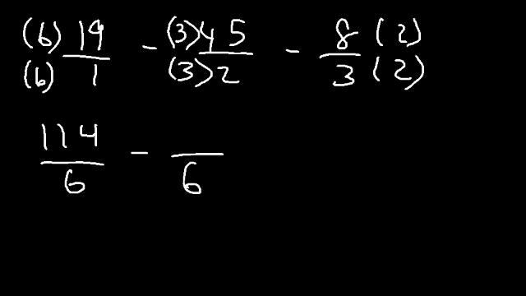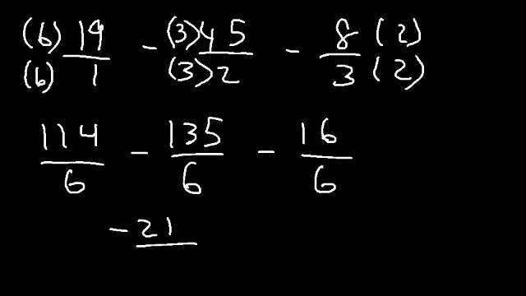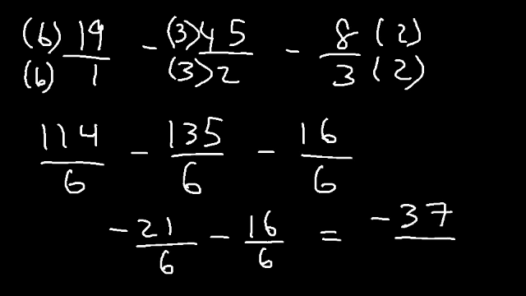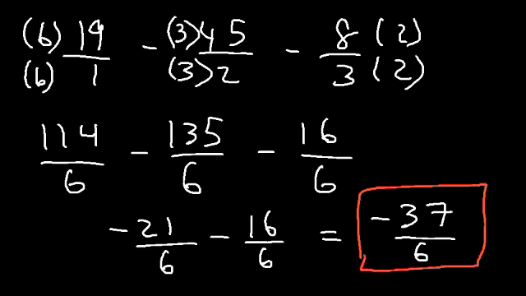3 times 40 is 120. 3 times 5 is 15. If you add the 2, you get 135. And 8 times 2 is 16. Now 114 minus 135, that's negative 21 over 6. And negative 21 minus 16 is equal to negative 37. So this is the answer, negative 37 divided by 6.